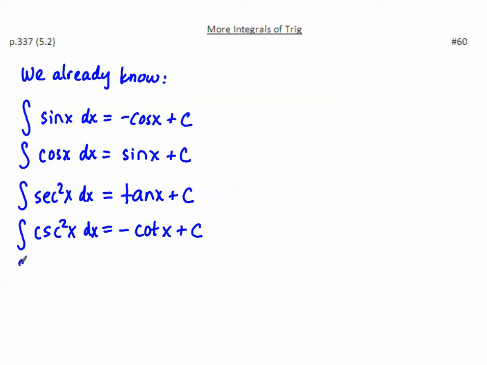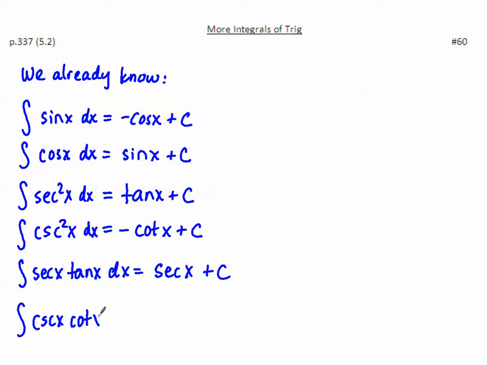What are the other ones we know? Secant and cosecant. Secant's derivative is secant x tangent x. Therefore, the antiderivative of secant x tangent x is secant x plus c. And I also know the antiderivative of cosecant x cotangent x with respect to x. It's negative cosecant x plus c. So we already know these.